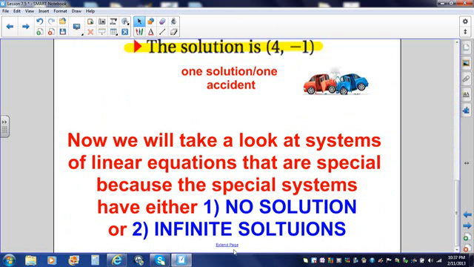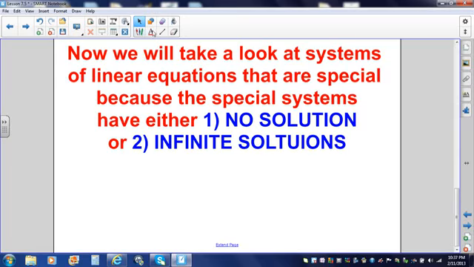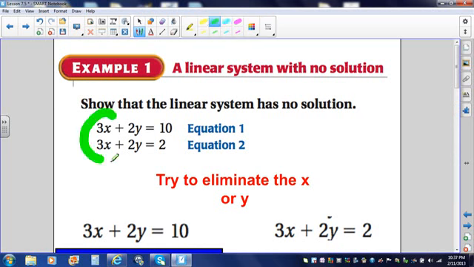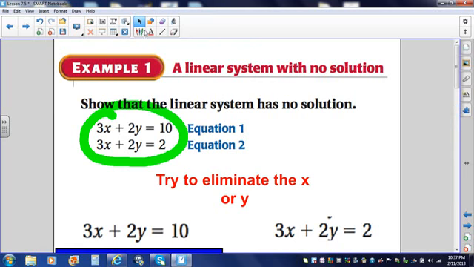Now we are going to look at special systems. For today's podcast, let's take a look at a special system where there is no solution. 911, what's your emergency? Our emergency is we have to prove that this linear system has no solution. So here we go. Please write down this system of linear equations on your paper.